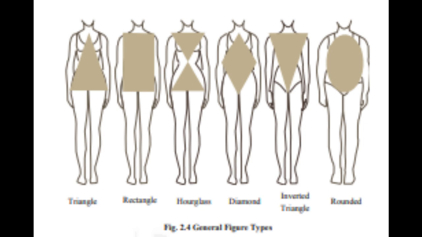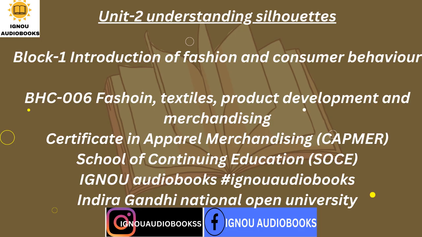Oval or rounded figure type. An increased amount of ease in design and fitting is necessary in all clothing styles to balance this type of figure. Clothing styles that lead attention outwards at the shoulder also serve to counterbalance the rounded figure.